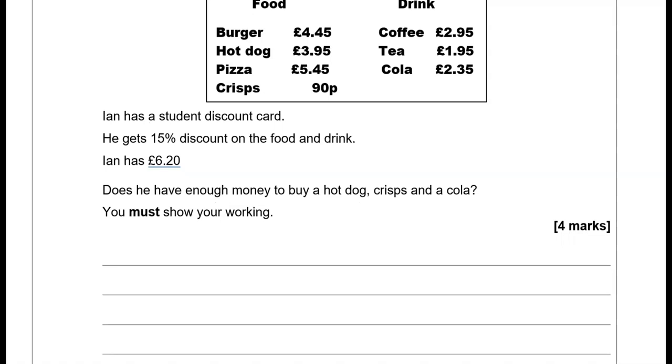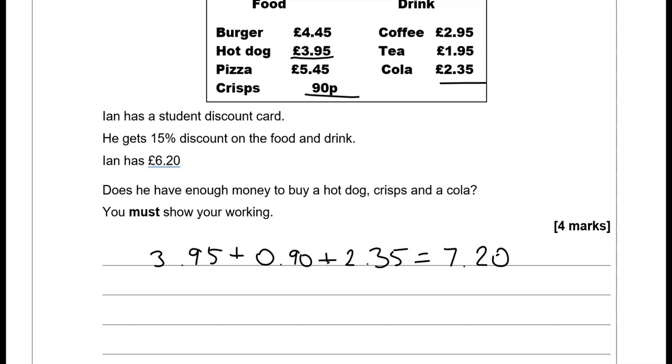So he wants to buy a hot dog, which costs £3.95, crisps, which cost 90p, and cola, which costs £2.35. Adding all of these together gives us £7.20.